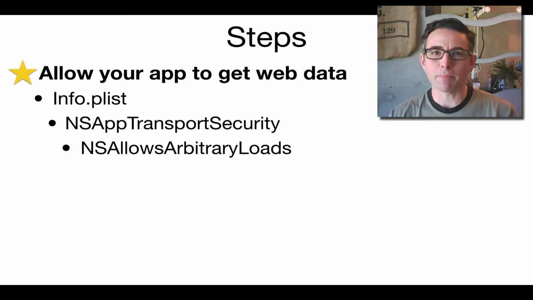The European Central Bank data that we access, we're going to access with the HTTP protocol. In order to access data with the HTTP protocol, we have to turn off App Transport Security within our application. And we do that within the info.plist file. So let's do that next.